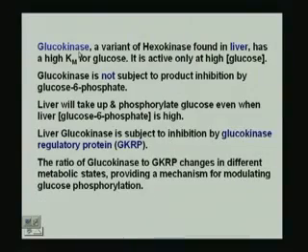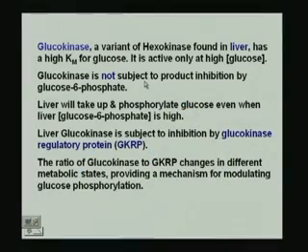Now, glucokinase, which is a variant of hexokinase, is found in the liver. This has a high Km value. All of you know what the Km value is now, the Michaelis-Menten constant for glucose, and it is active only at high glucose concentrations. So, the glucokinase acts at high glucose concentrations. When there is a high level of glucose concentration, the glucokinase enzyme comes into the picture.